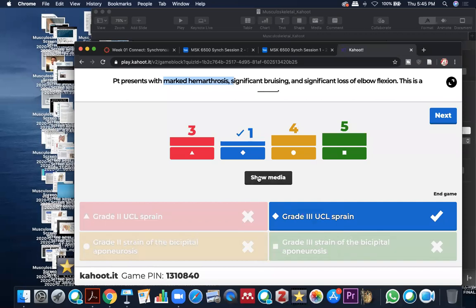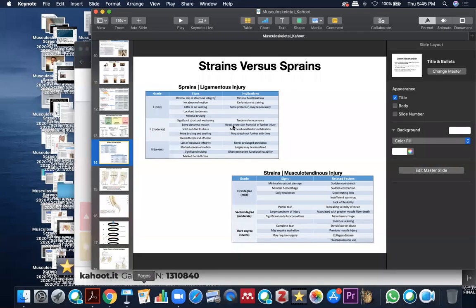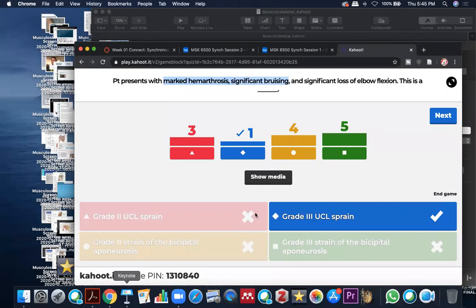Bicipital aponeurosis is a tendon. So these characteristics right here match up better with the sprains. And so if it's sprains in grade 3, sprains would have to be the ligament. So that's why here it was this answer right there and not the bicipital aponeurosis. Does anyone want to comment on that or dispute that in any way?